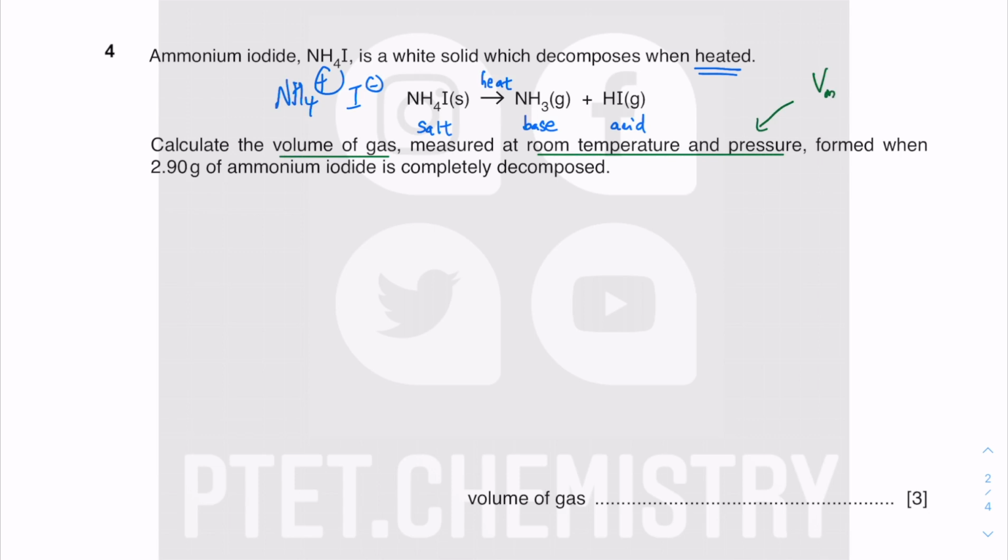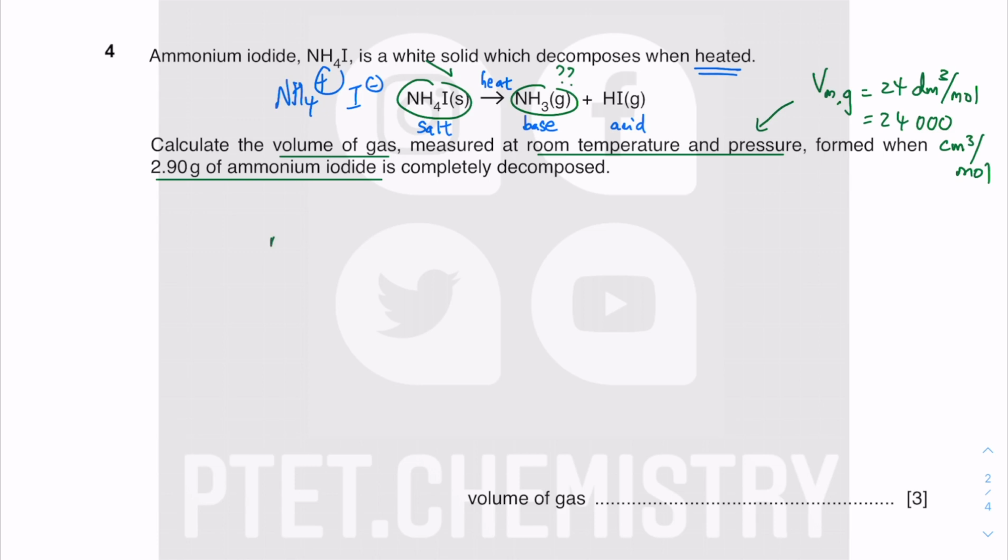So we can use molar volume of gas, which is 24 dm cube per mole. But don't forget, they didn't write the units. They didn't tell us what the unit is. So we could also be using 24,000 cm cube per mole, depending on how big or how small the answer is. They have given us the mass of ammonium iodide. So I have this, I don't have this. So I have one unknown.